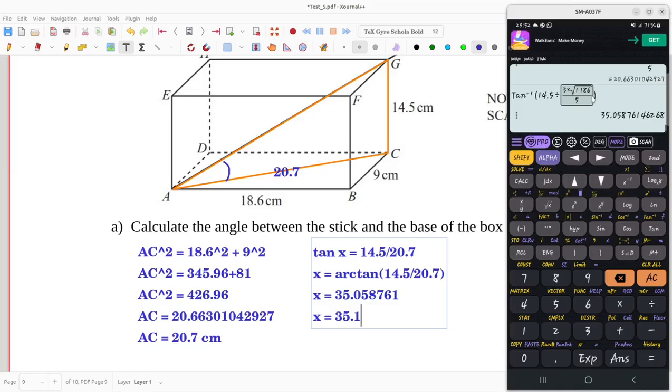Now let's check something here. What if somebody decides to round that one off and use the 20.7? Yeah, it's close. It's 35.0 when you round it off. Now it exposes that you actually did what? Premature rounding, which is rounding off while you're still working.